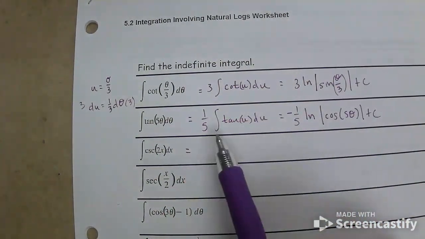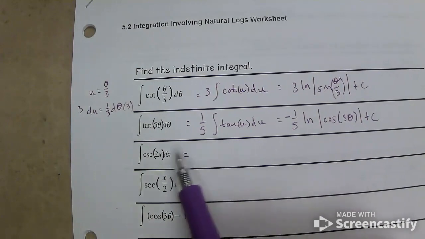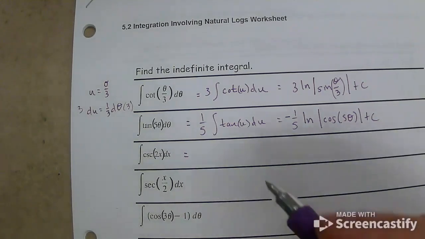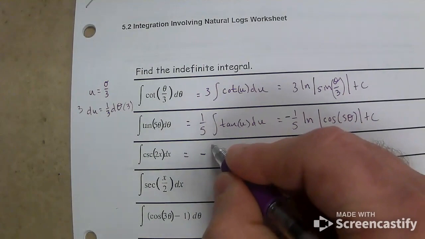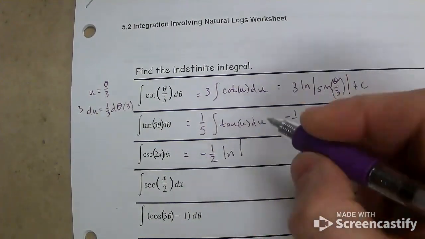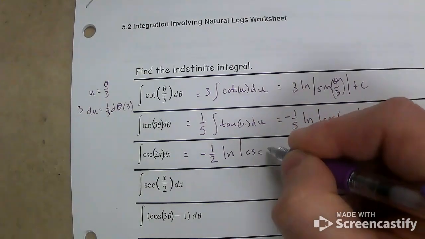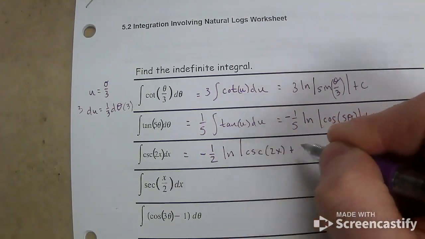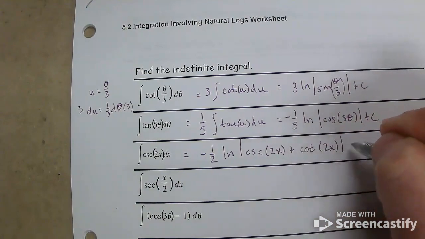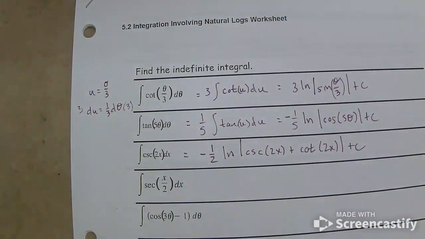So in reality, I might be able to just skip this step right here and think to myself, what's the antiderivative of cosecant? Well, that's going to be negative natural log of cosecant u plus cotangent u plus c. So this is going to be negative 1/2 natural log of cosecant of 2x plus cotangent of 2x plus c. Okay.